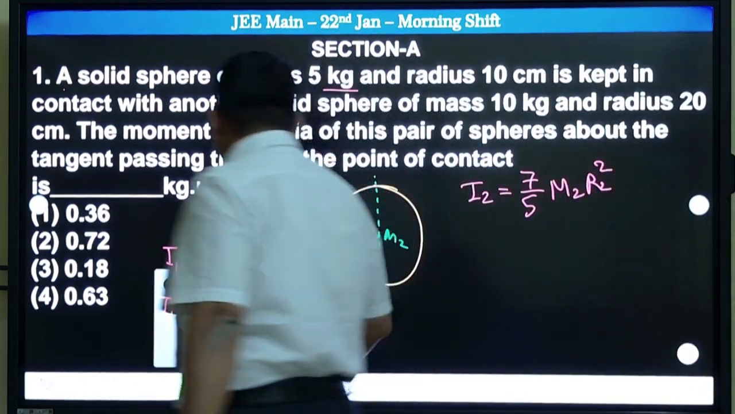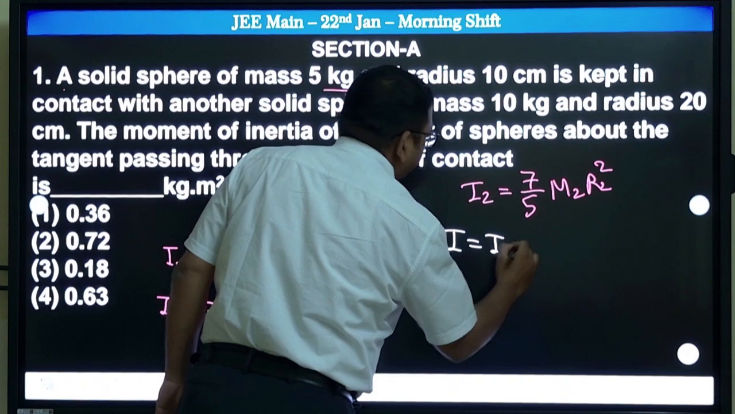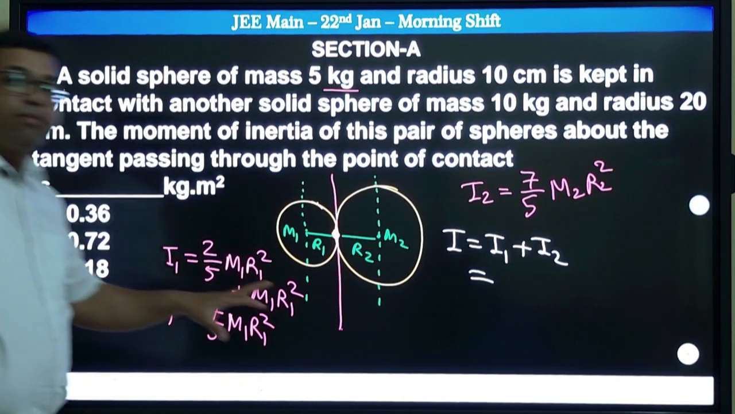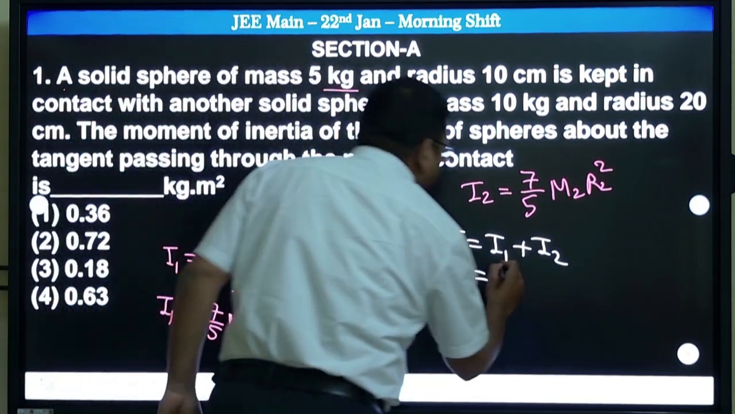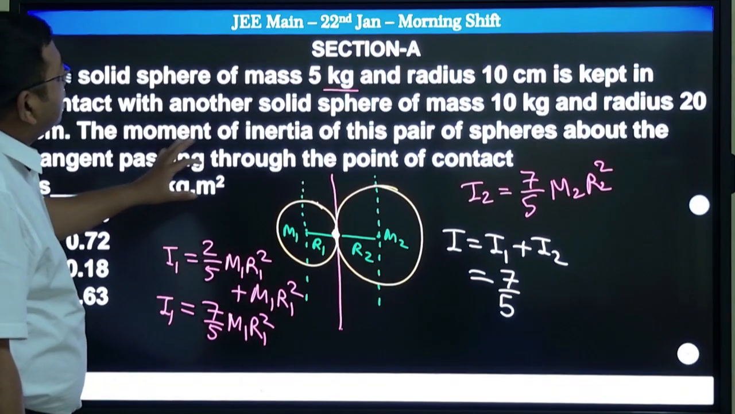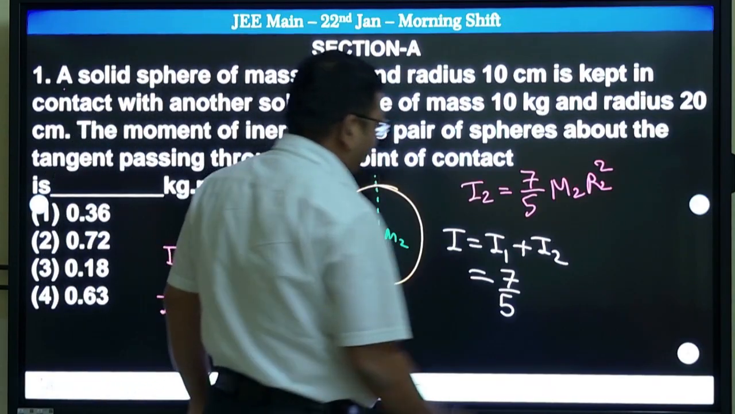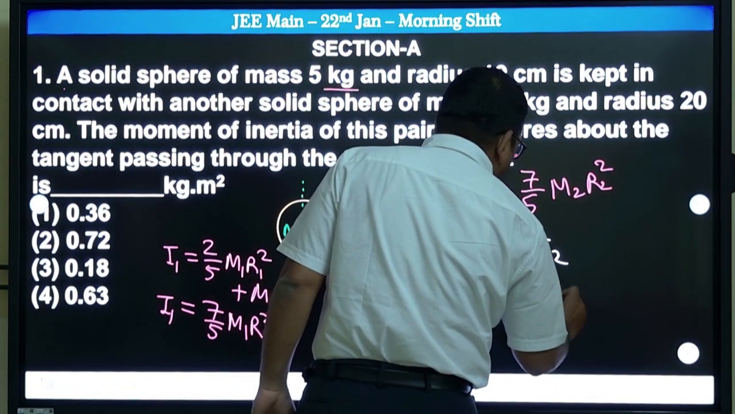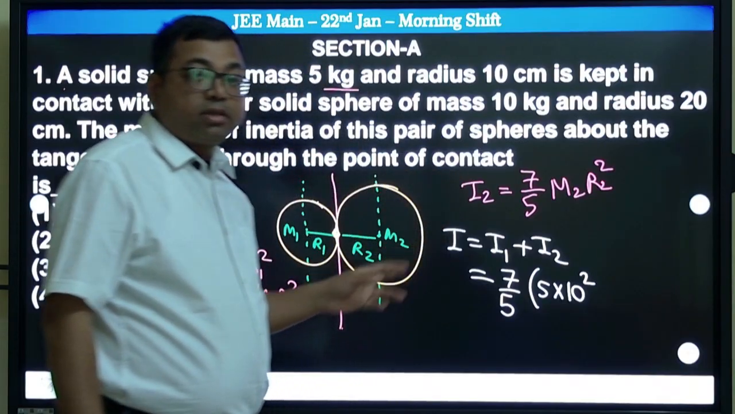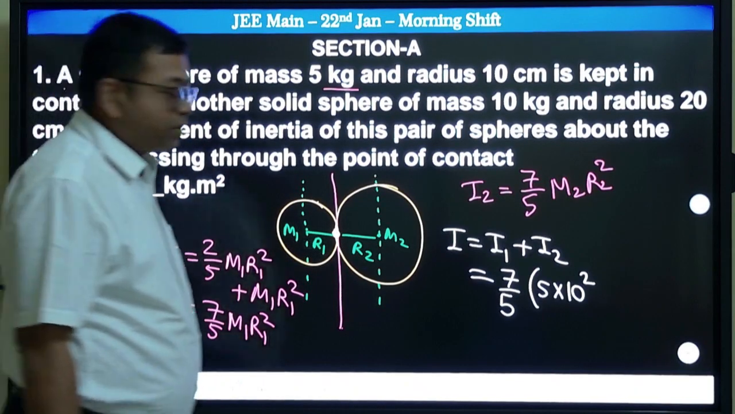So let us quickly do that. Let us add them. I is equal to I1 plus I2. How much will it become? 7 by 5 you can take common, right? 7 by 5 let us take common. Then what about the masses? How much is mass? M into r square, so 5 into 10 square, right? So this is going to be 5 into 10 square. Remember this is in centimeters, so this is going to give centimeter square terms. We have to keep that in meter square, right?